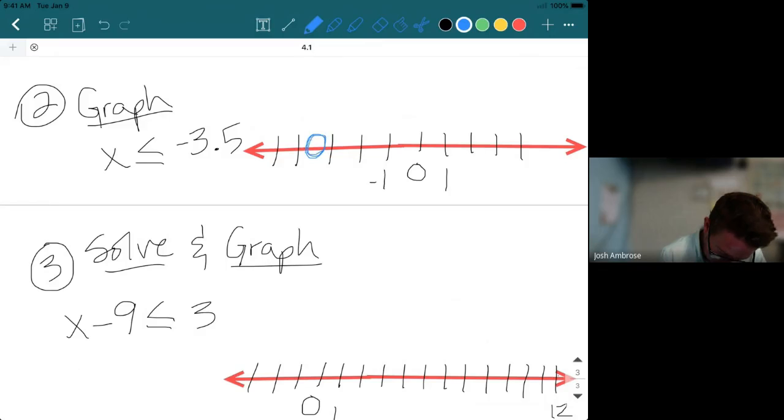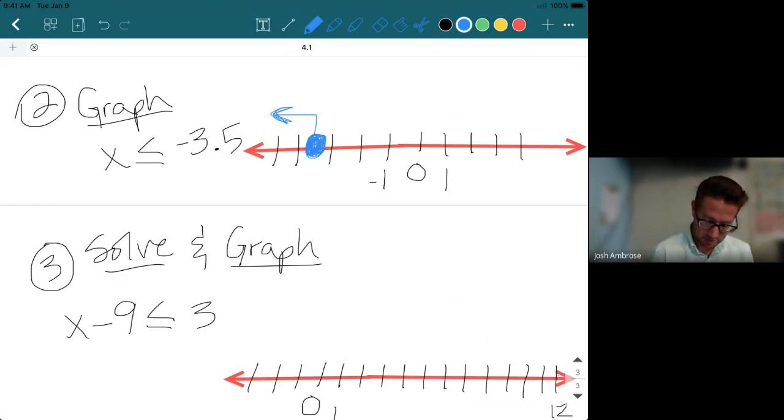Now look at that inequality symbol. It does say or equal to, so that means I have to fill it in. All right, we'll fill it in, and good enough. And now what direction are we going? It says less than. So less than, we are going to the left. Okay, so that works for me.